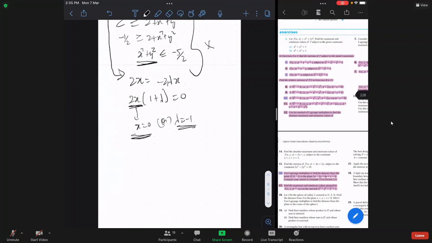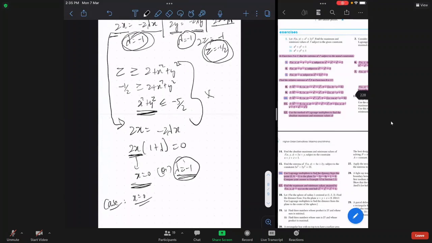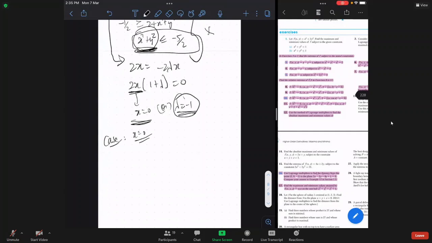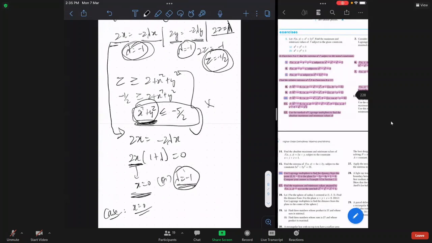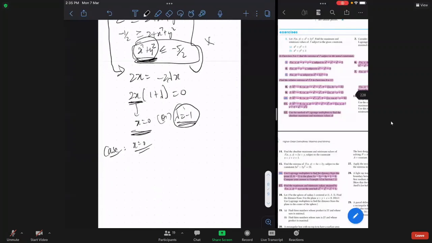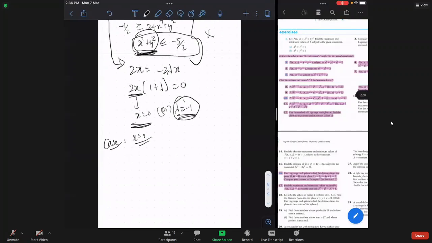So let's take the case when x equal to 0. Lambda equal to -1, we already did that, and we don't get any equation where my sum of squares is actually less than a negative number. This is not even possible. So I'm going to take the case when x equal to 0. When x is equal to 0, let's see, from this x is equal to 0.